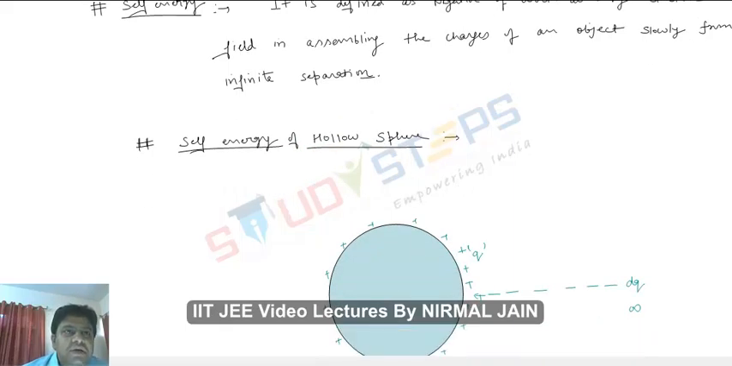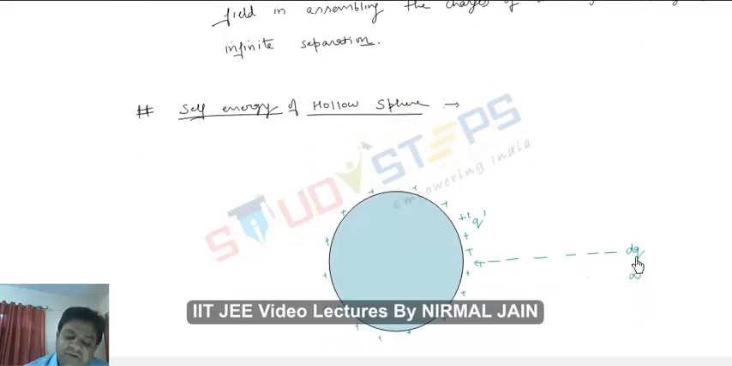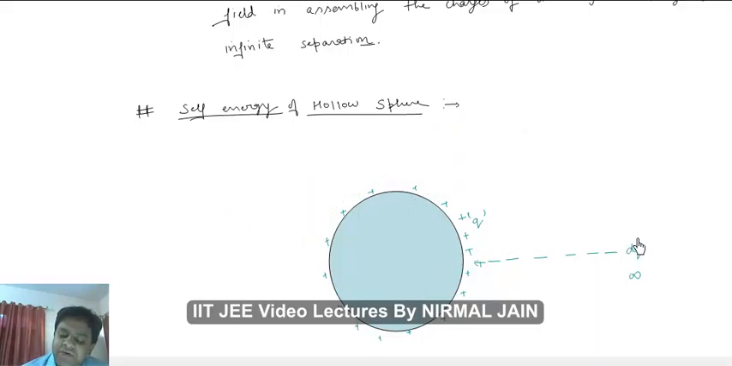What I actually mean is, let's say if I have to assemble charges on a hollow sphere, maybe conducting, non-conducting, whatever it is. Let's say if I have to accumulate some capital Q charge on this sphere, then I'll start bringing charges from infinite separation onto this sphere. Let's say at an intermediate stage, the charge available on this sphere is small q, and I'm trying to bring more dq charge onto this sphere.